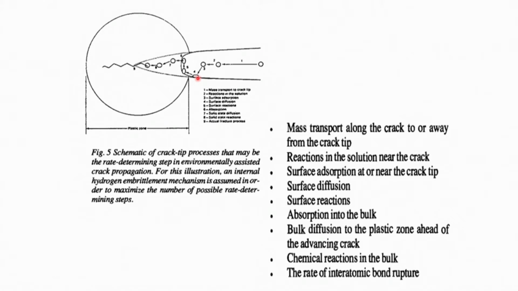Because of adsorption, the species can also diffuse in and react with the wall of the material, and they can be absorbed in the bulk, and there is bulk diffusion and a plastic zone ahead of the advancing tip, chemical reaction in the bulk, and then there is bond rupture and then crack propagation. So, this is the typical way by which the crack propagates in stress corrosion cracking.